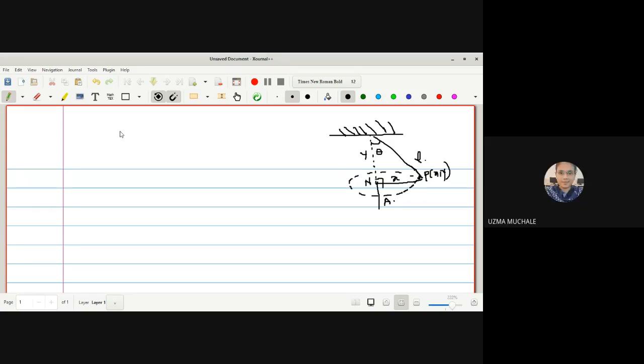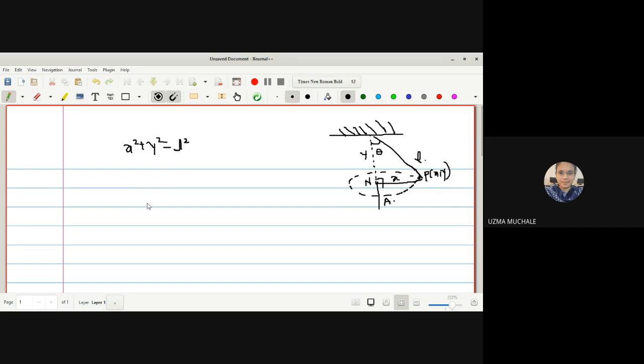It is of a fixed length, okay? And weightless. No doubt it cannot really be weightless, we can consider some amount of weight, but as we are discussing ideal situations, we will consider it an inextensible, weightless string of length L. Let P(x, y) be the position of the particle at some instant. With the help of this right angle triangle, we can say x square plus y square is equal to L square.